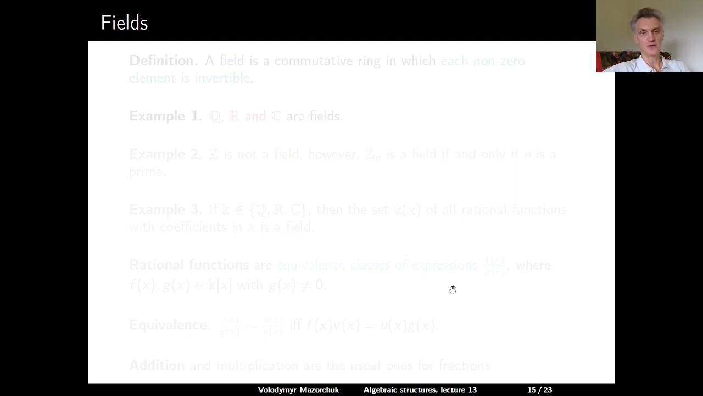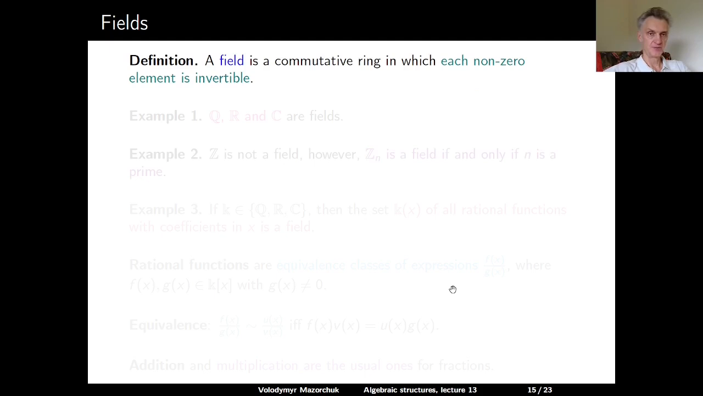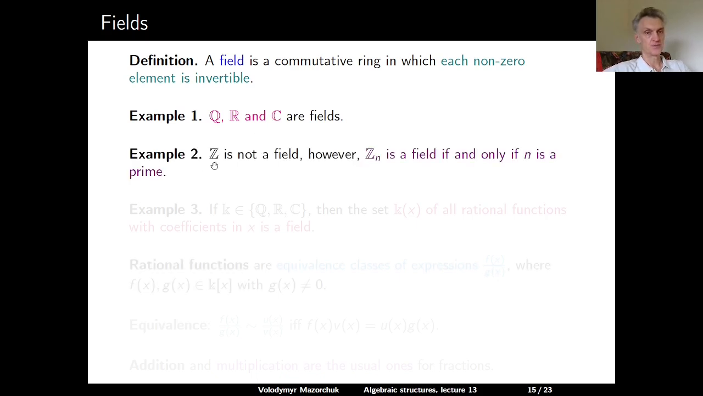Now we can define the notion of a field. Definition: a field is a commutative ring in which each non-zero element is invertible. Example 1. Rational numbers, real numbers, and complex numbers, these are three classical examples of fields. Example 2. The ring Z is not a field. So the ring of all integers, that's not a field because, for example, 2 is not an invertible element.